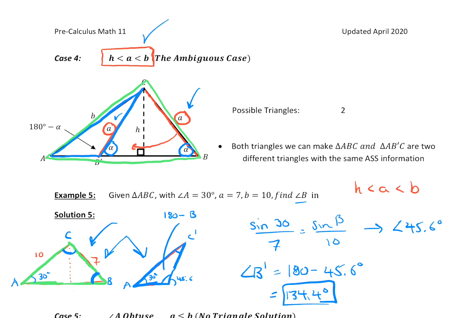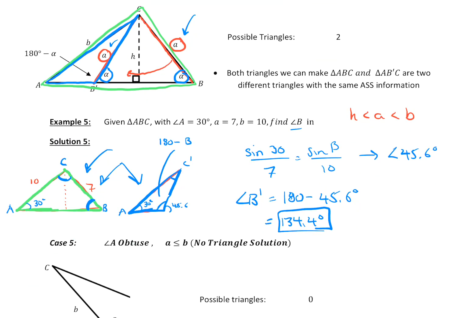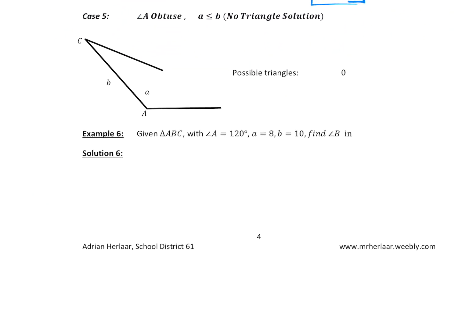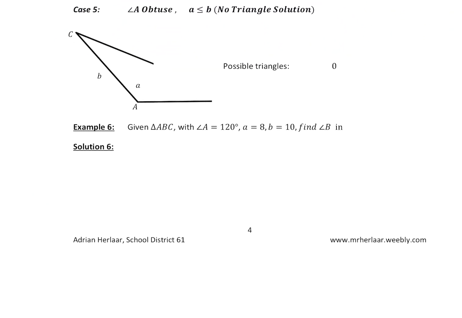You must check height. As soon as you notice that A is not greater than or equal to B, you need to check the height, because that'll tell you whether you have a right angle triangle, no triangle, or two triangles. Now in all of those cases, angle A was acute, less than 90 degrees. There are two other cases where A is obtuse, and they're actually rather straightforward. It's either one triangle or no triangles. There's no ambiguous case here.